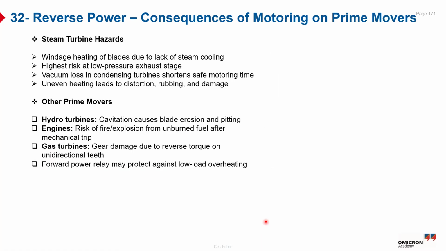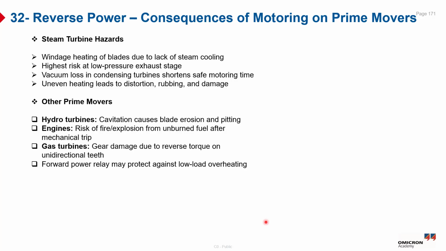Speaking about the consequences of motoring on the prime movers, different types of prime movers face unique risks when motoring occurs. For example, for steam turbines, the lack of steam flow means no cooling, causing heat buildup, especially at the low pressure plates, which can lead to thermal stress and deformation. On the other hand, hydro turbines can experience cavitation while motoring, as the runner acts like a pump and damages the blades over time. For engine-driven generators, motoring after a mechanical trip can be dangerous because unburned fuel or overheating parts may lead to a fire or explosion.